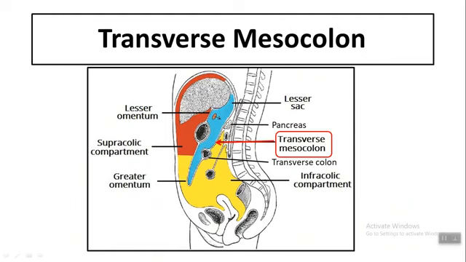Here we have the transverse colon. Transverse colon is attached to the posterior abdominal wall by its mesentery, which is called transverse mesocolon. Transverse mesocolon will divide the greater sac into supracolic compartment and infracolic compartment. Here we can see that the transverse mesocolon is attached to the pancreas, to the posterior abdominal wall.